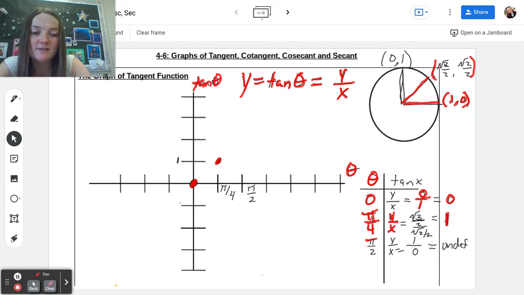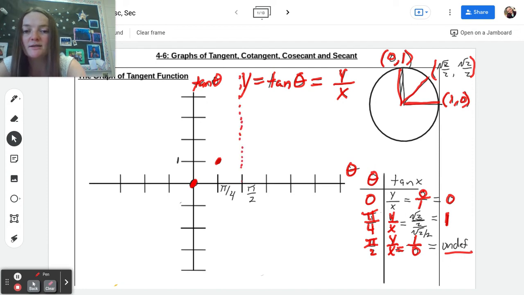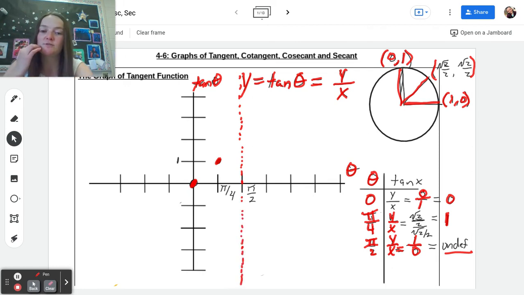At pi over 2, we got something interesting. Pi over 2's ordered pair is (0, 1). So if I try to find y over x for (0, 1), we get 1 divided by 0, which is undefined. What this means in context of the graph is that we're going to see an asymptote, an undefined value, at pi over 2. So we're going to see an asymptote at pi over 2.